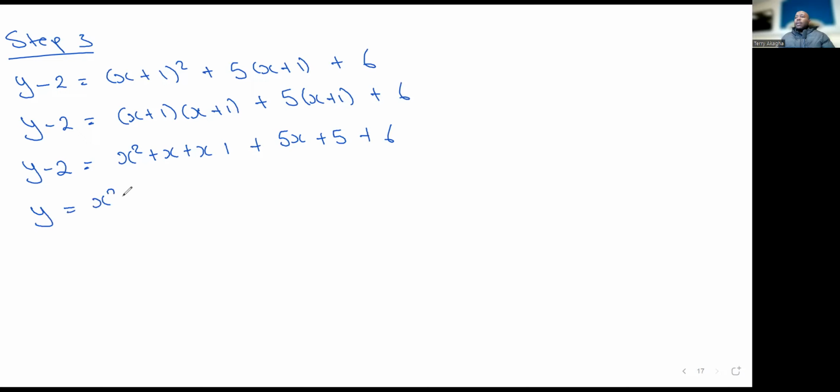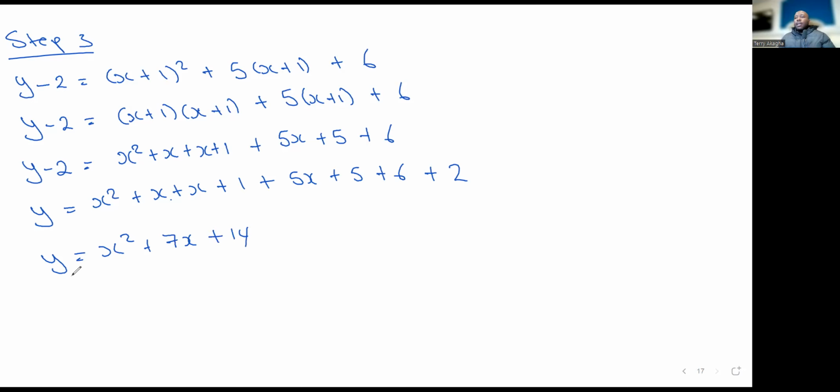Then that will give us x squared, plus x plus x gives you 2x, 2x plus 5x will give you what? 7x, collecting like terms. So 1 plus 5 will give you 6, 6 plus 6 will give you 12, 12 plus 2 will give you what? 14. And that is it. That is the answer for that.